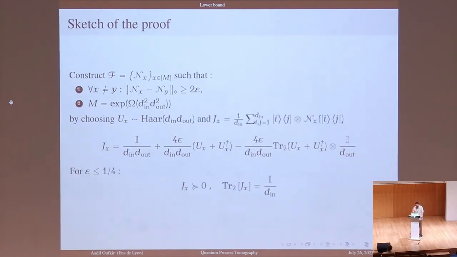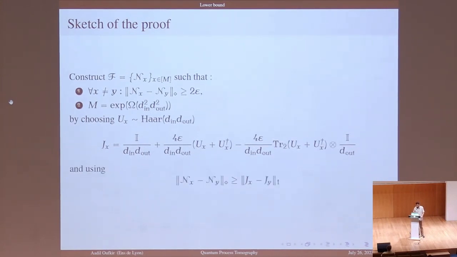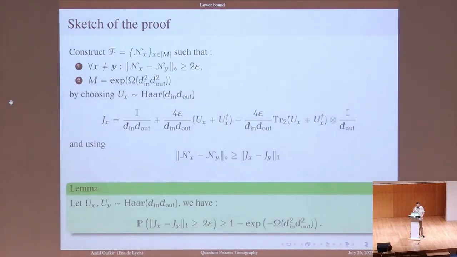Then, to ensure the first condition of our family F, we can remark that the diamond norm between two channels is at least the one norm between the corresponding Choi states. So we only need to prove that the one norm between two different Choi states is at least 2 epsilon, and this is proven by a concentration inequality. So if U_X and U_Y are two independent hard-distributed random matrices, we can show that with overwhelming probability, the one norm between the Choi states J_X and J_Y is at least 2 epsilon. Then a standard union bound argument permits us to prove that we can pack M elements of this form in this family.